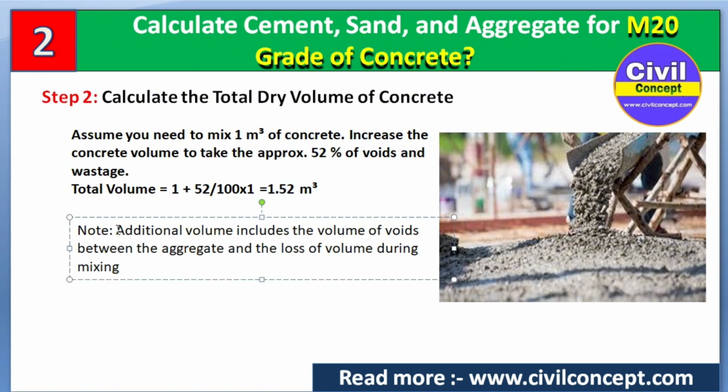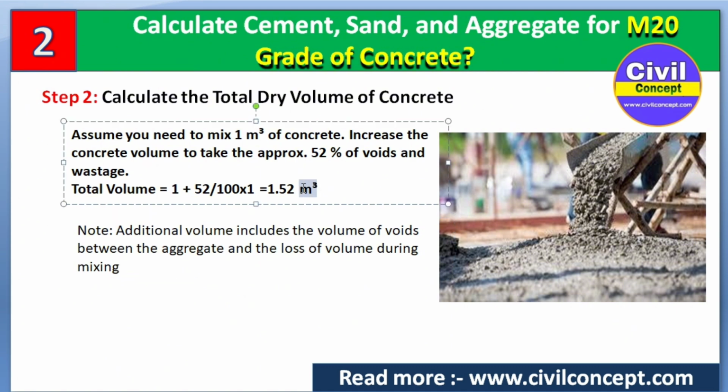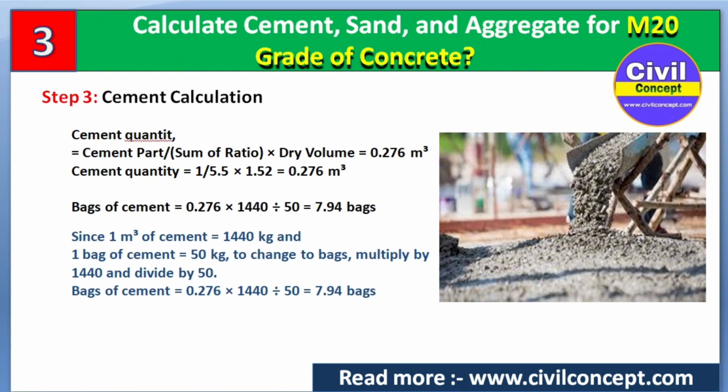In the note I have written that the additional volume includes the volume of voids between the aggregate and loss of volume during mixing. I have already told you this is the shrinkage factor. So the dry volume is this much. Now in step 3, cement calculation. We will calculate cement from this 1 meter cube.